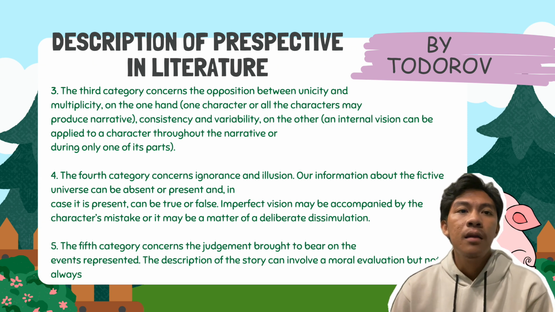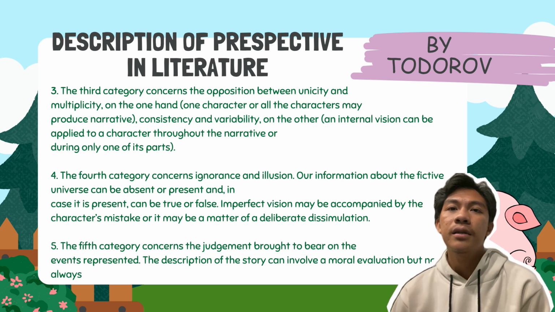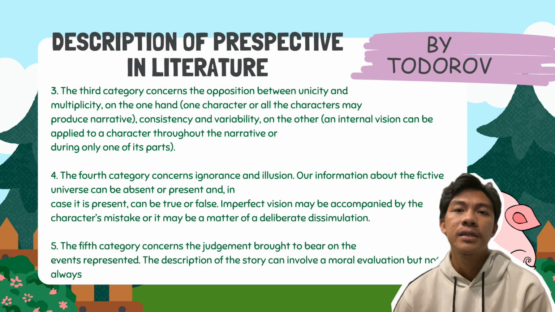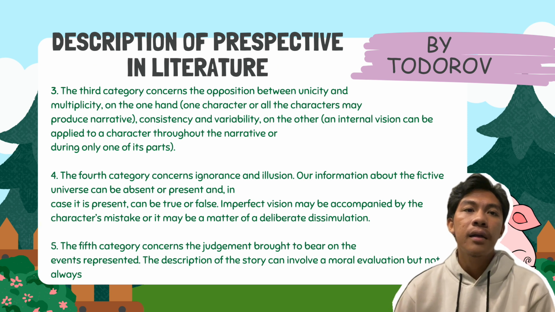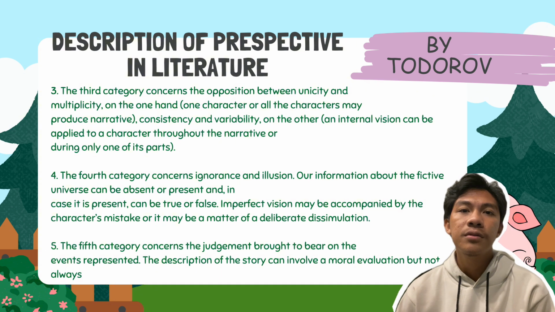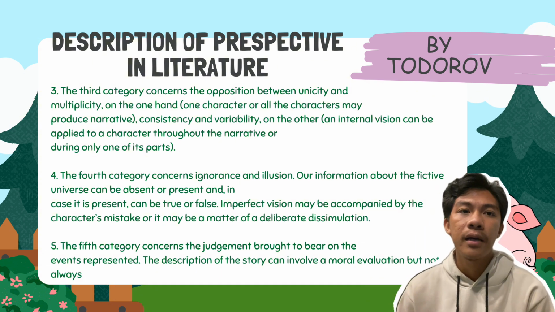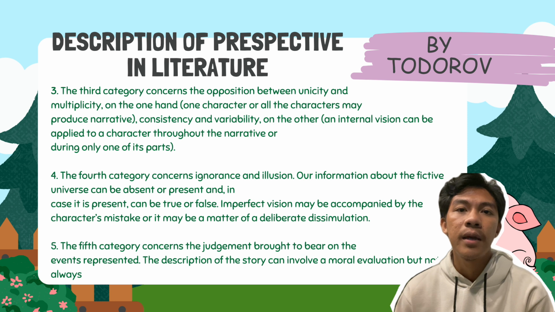The fourth category concerns ignorance and illusion, or whether our information about the fictive universe can be absent or present, and in case it is present, can be true or false. Imperfect vision may be accompanied by the character's mistake, or it may be a matter of deliberate dissimulation.